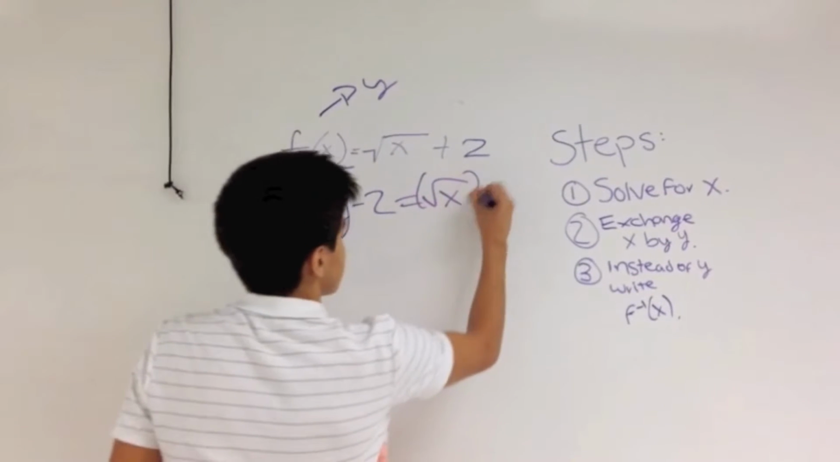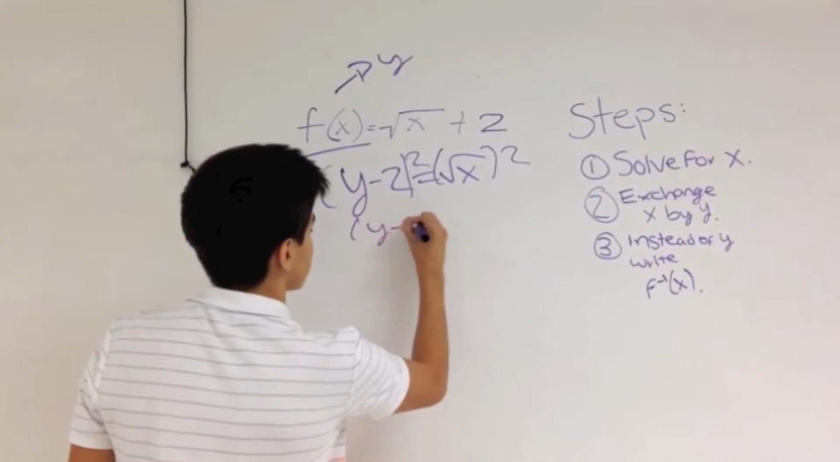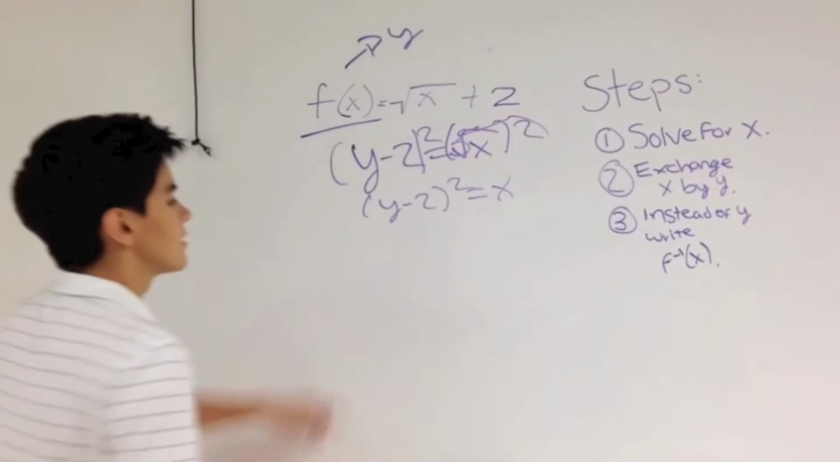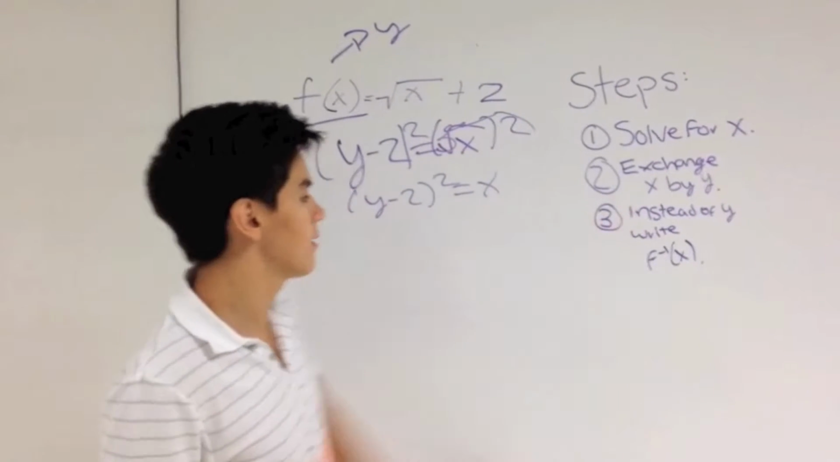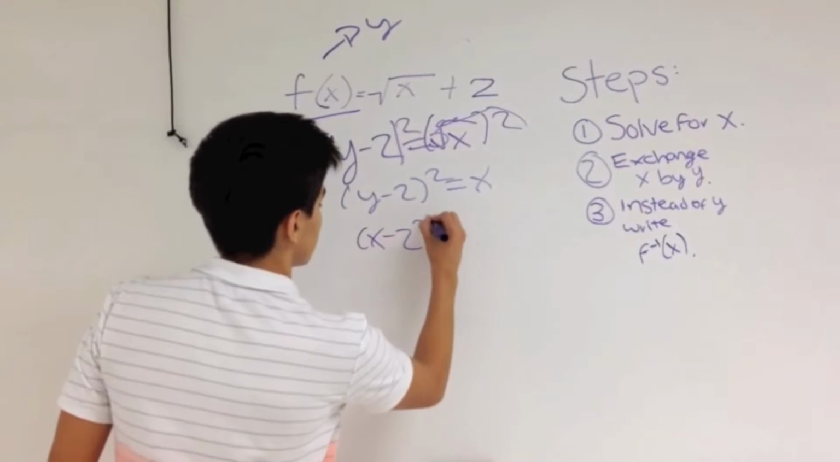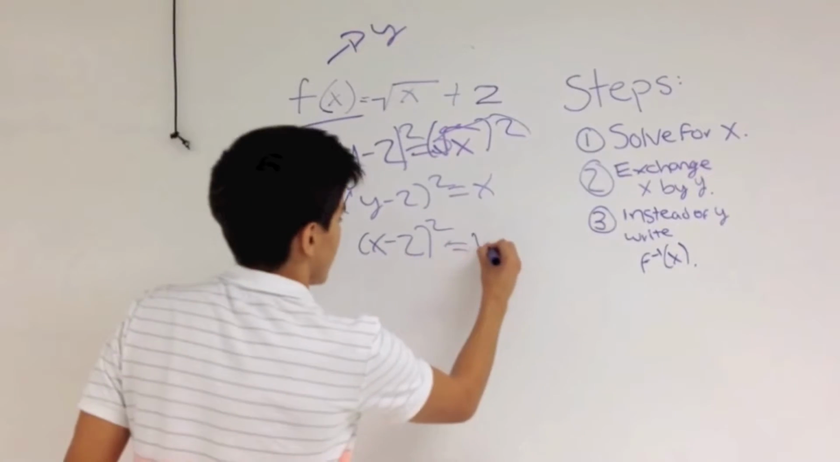So you apply the second power, okay? And then you have y minus 2 squared equals x, because this cancels. The second step will be to exchange x by y, okay? So x minus 2 to the square and y to x.